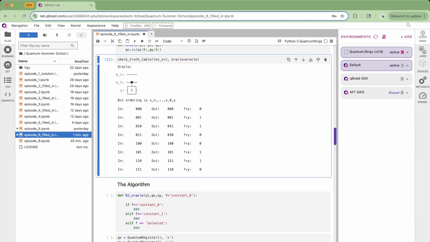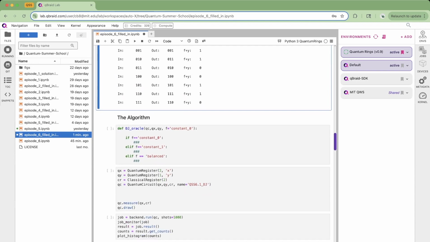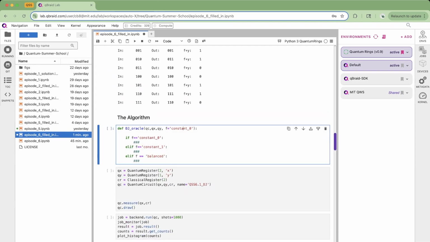So now we can put together the full algorithm. So we can define our oracle where we can choose whether f is constant 0, constant 1, or balanced. So for these, we can just put in the same ones that we did before. So for constant 0, we could just do nothing. For constant 1, we can just apply an x gate on qubit y. And then for balanced, we can use a CNOT.